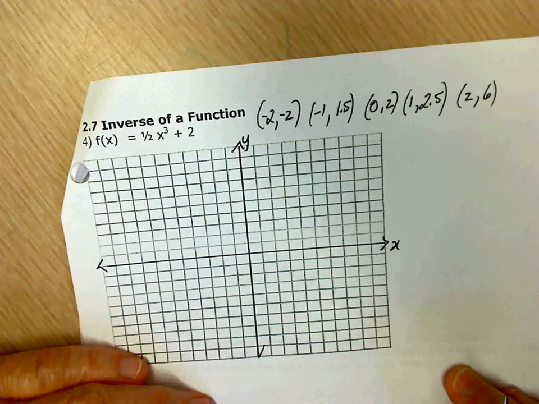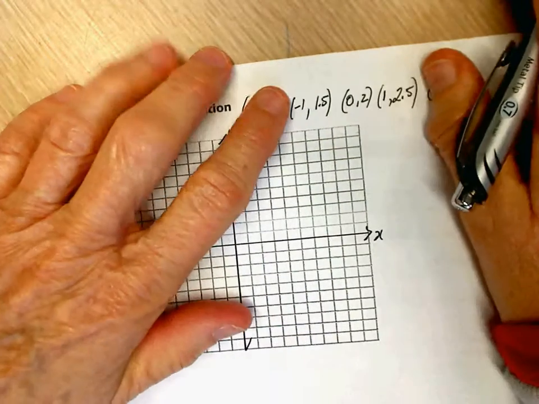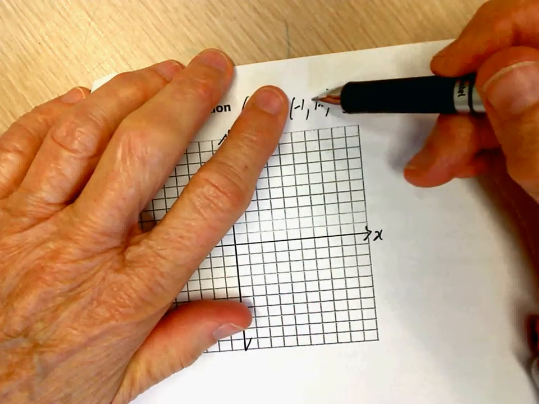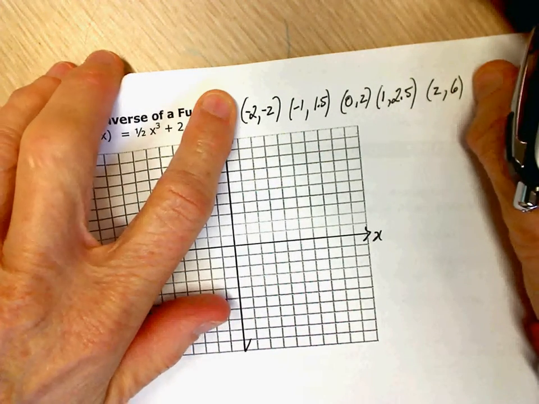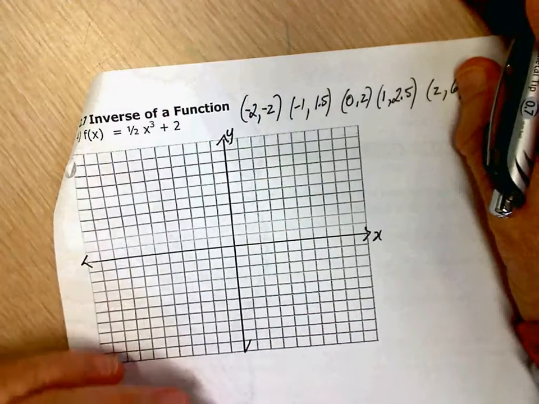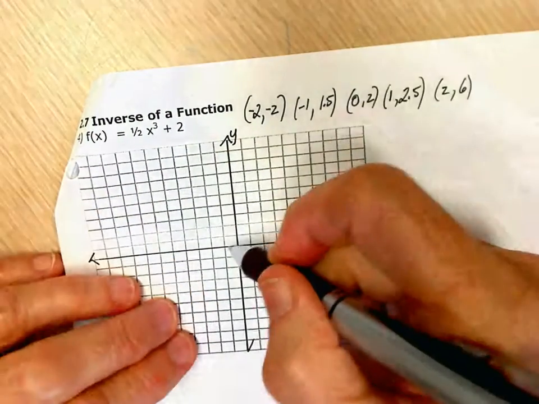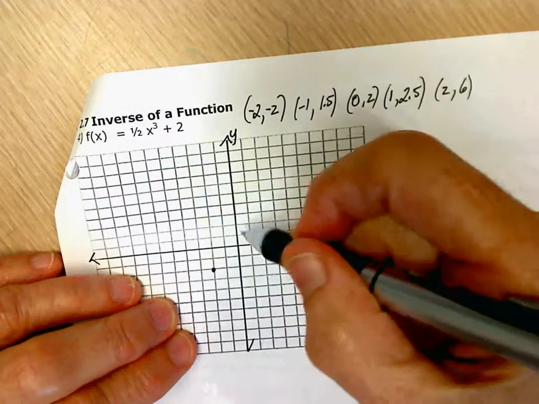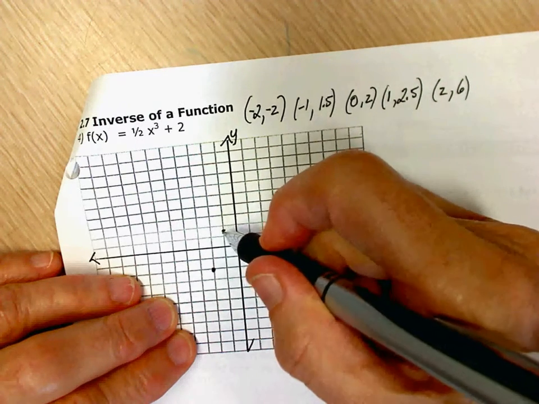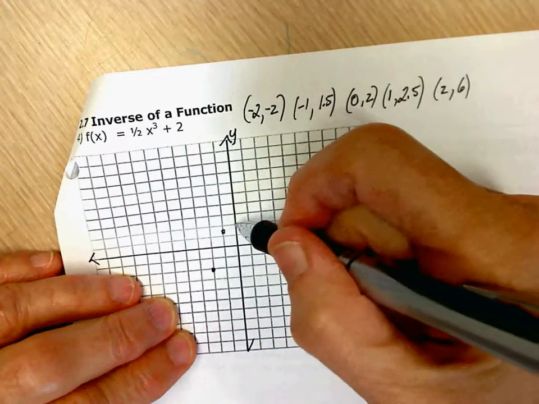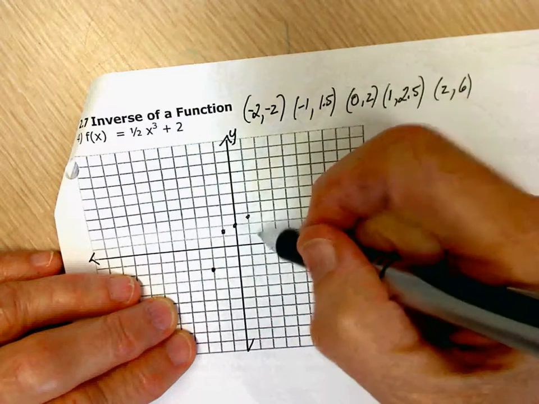Well, I think for the cubic function, normally I would say 3, but because these points are pretty tight, I extended it to 5. There's no hard and fast rule for how many points. You just want to make sure your graph is represented well on the grid. So -2, -2; -1, 1.5; 0, 2; 1, 2.5; 2, 6.